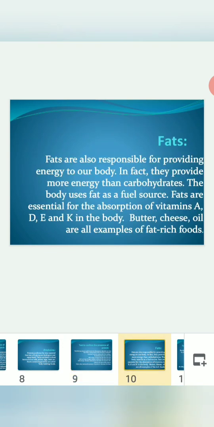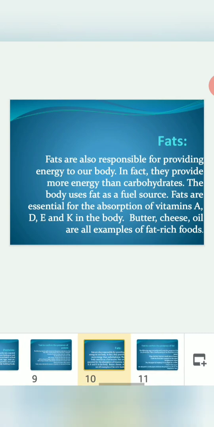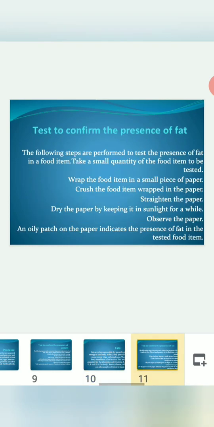Next, fats. Fats are also responsible for providing energy to our body. In fact, they provide more energy than carbohydrates. The body uses fat as a fuel source. Fats are essential for the absorption of vitamins A, D, E, and K in the body. Butter, ghee, cheese, oil are all examples of fat-rich foods. So, fat is also a very essential nutrient required for the body.